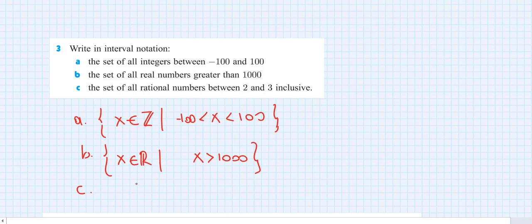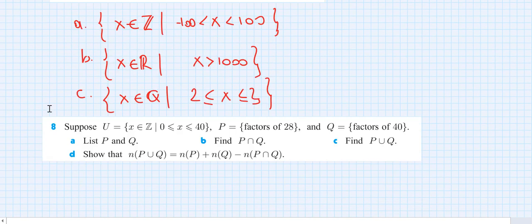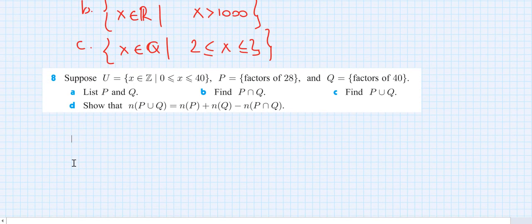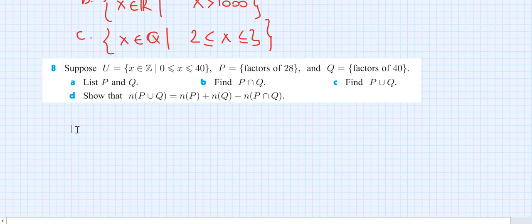And C, the set of all rational numbers between 2 and 3 inclusive. So x belongs to the rational numbers such that it's between 2 and 3. As it says inclusive, I need to put the equality here. So I close the curly bracket.